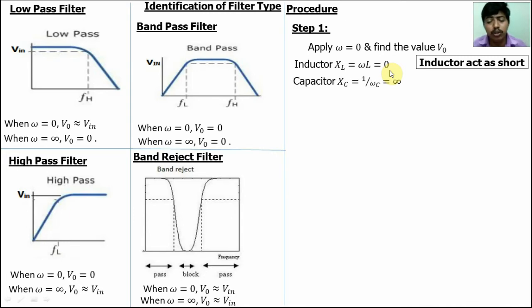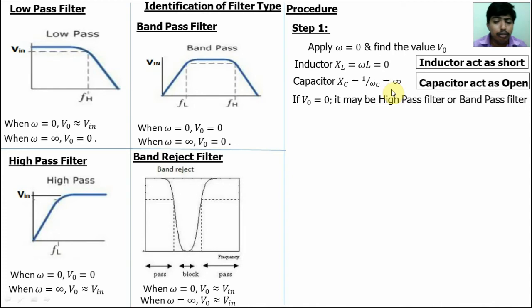Next, the capacitor. We know the capacitor reactance X is equal to 1 by omega C. When omega is equal to 0, 1 by 0 means infinite, very, very high. If the reactance is very high, there is no current flow through the path. So the capacitor acts as open when omega is equal to 0. So we may replace the capacitor by open, so we may eliminate it. If V naught is equal to 0 when omega is equal to 0, it cannot be a low pass filter. It may be a high pass filter or band pass filter.